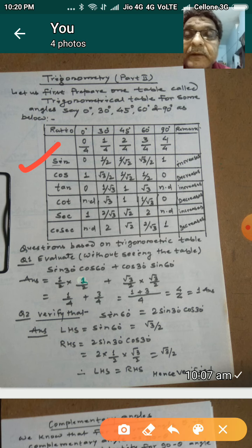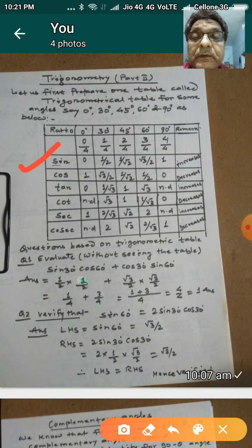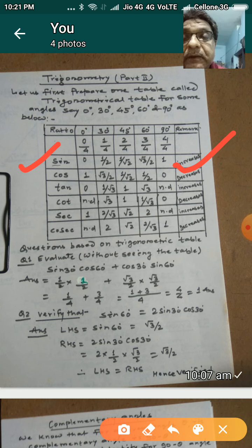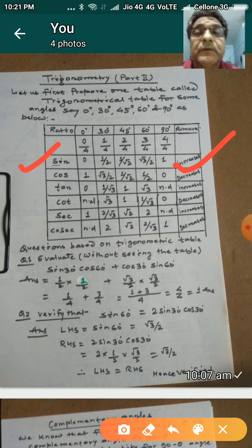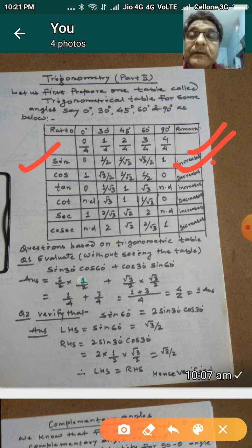So as I have listed, sine 0 degree equals 0, sine 30 degree is 1 by 2, sine 45 is 1 by root 2, sine 60 is root 3 by 2 and sine 90 is 1. If you observe these values starting from 0 to 1, the values gradually increase, starting from 0 and going to 1 as the angle starts from 0 degree and goes to 90 degree. It means in case of sine, the value increases as the angle increases. So here in the remarks column it is given as increases.